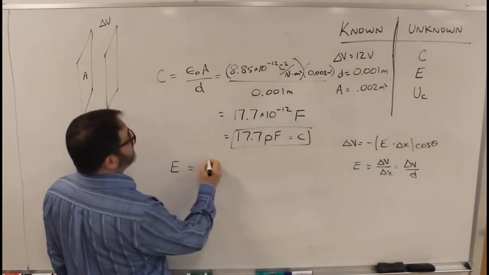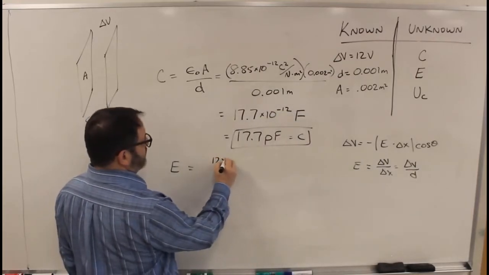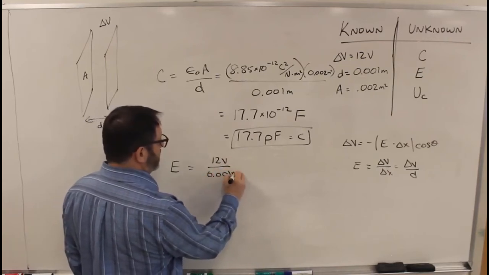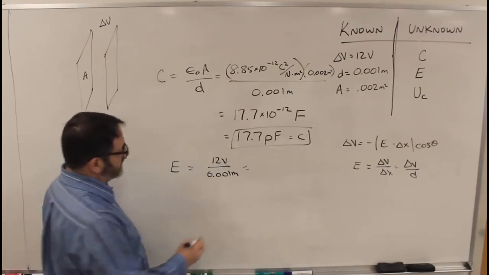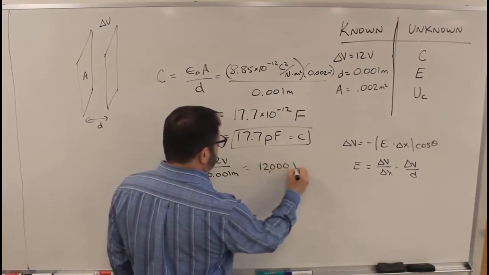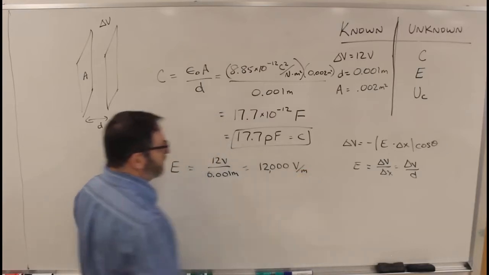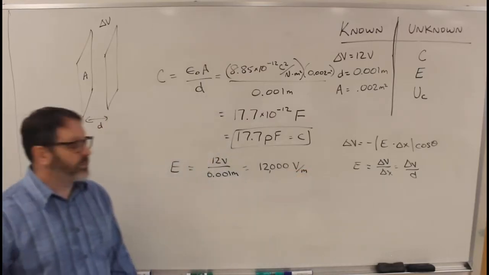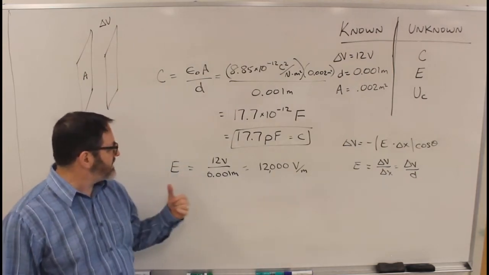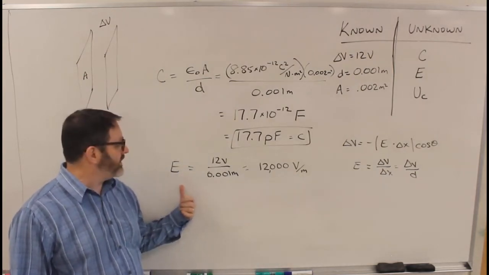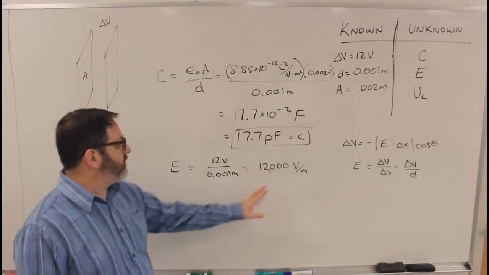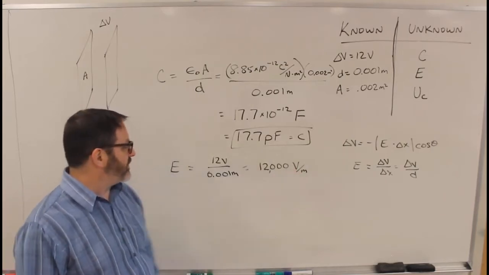So this is 12 volts over 0.001 meters. So 12,000 volts per meter. Volts per meter is one of the two valid SI units for electric field. Remember, the other one is newtons per coulomb. So 12,000 volts per meter, or you could call it 12 kilovolts per meter.